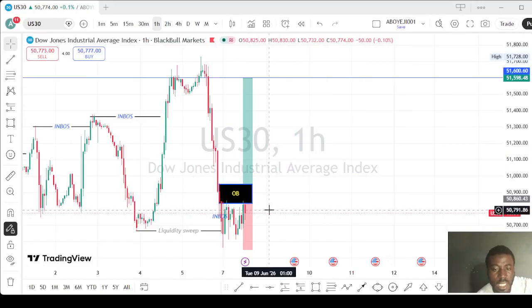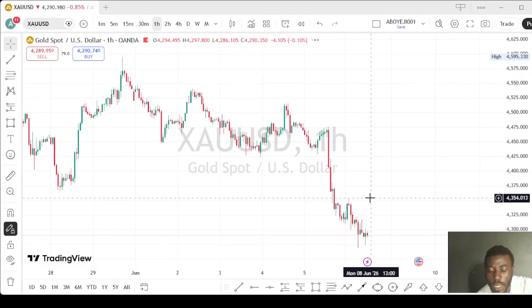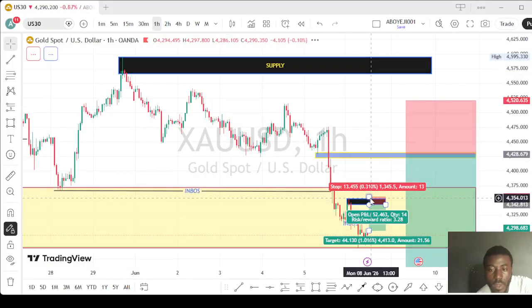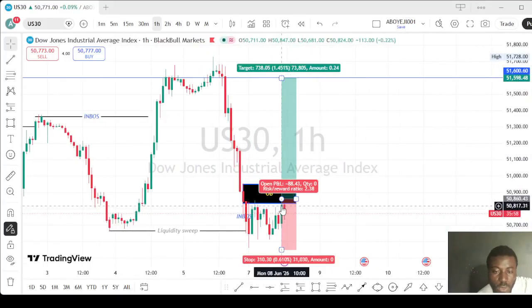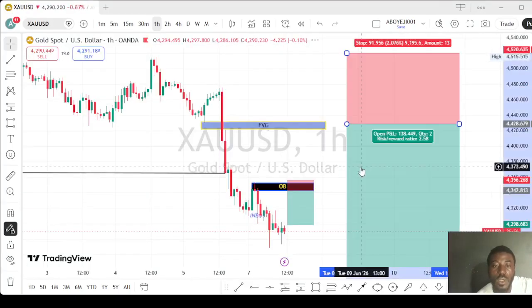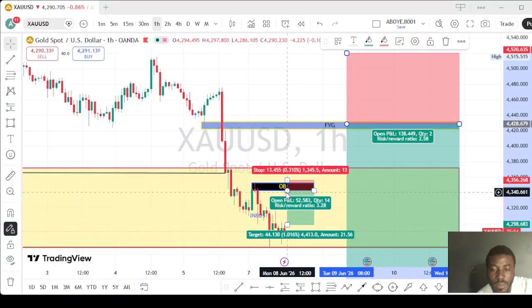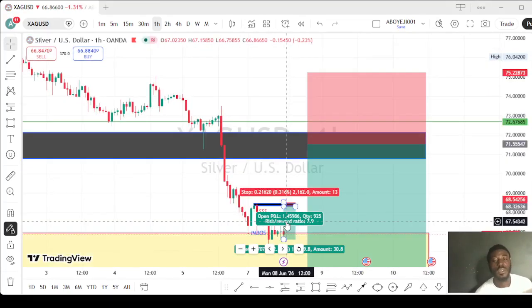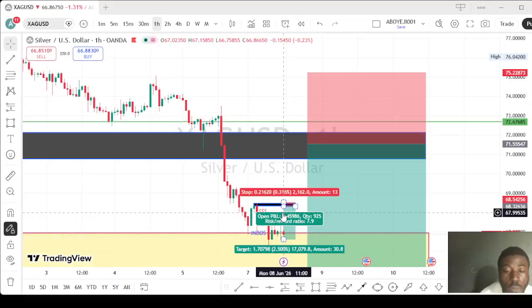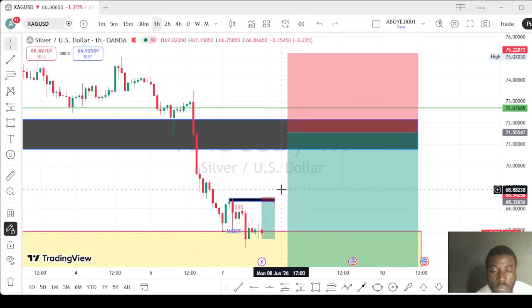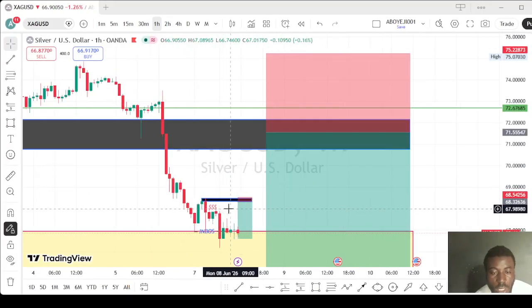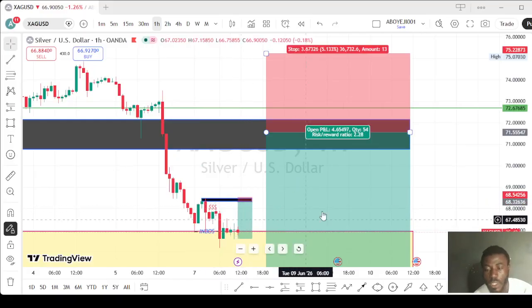This is US 30. As I said, we wait for the market on US 30 also. We wait for the market to break and retest. On XAGUSD, this way I'm selling the sell. So let's just be patient. Those are the opportunities I'm seeing in the market. On Steve also, this is where I'm seeing the opportunity. This is liquidity. So let's see if the same can happen.